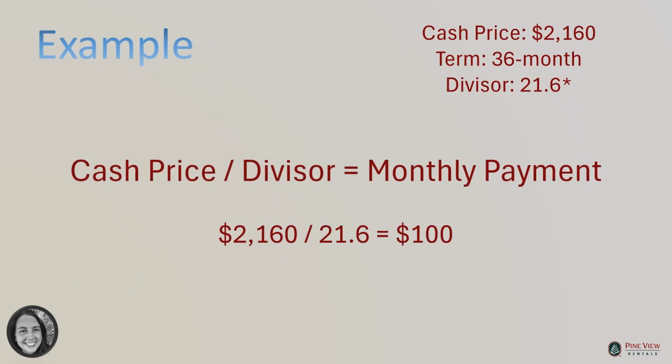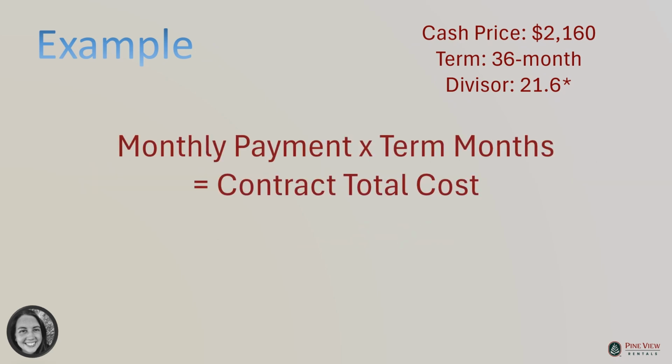We'll take the cash price divided by the divisor to find our monthly payment of $100. In the same way, to find our contract total, we'll take the payment amount times the term length for a total of $3,600.